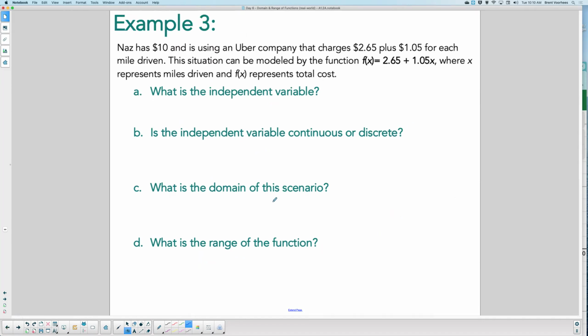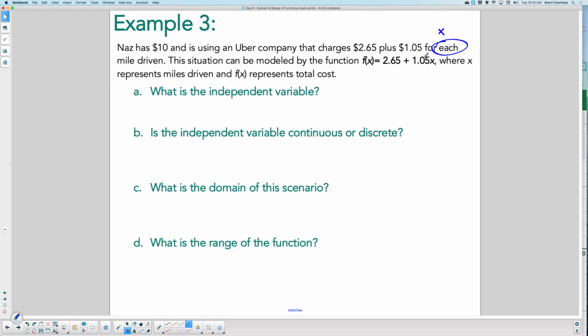Now let's take a look at example 3. It says Nas has $10 and is using an Uber company that charges $2.65 plus $1.05 for each mile driven. Okay, there's a key word in here. What's the key word you see in this problem? Each. Circle the word each. Each always matters. We talked about this earlier. When you see each, what does the each represent?